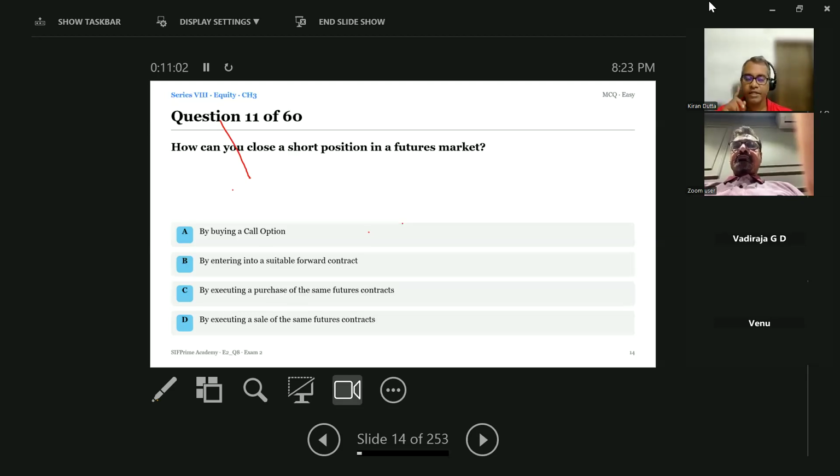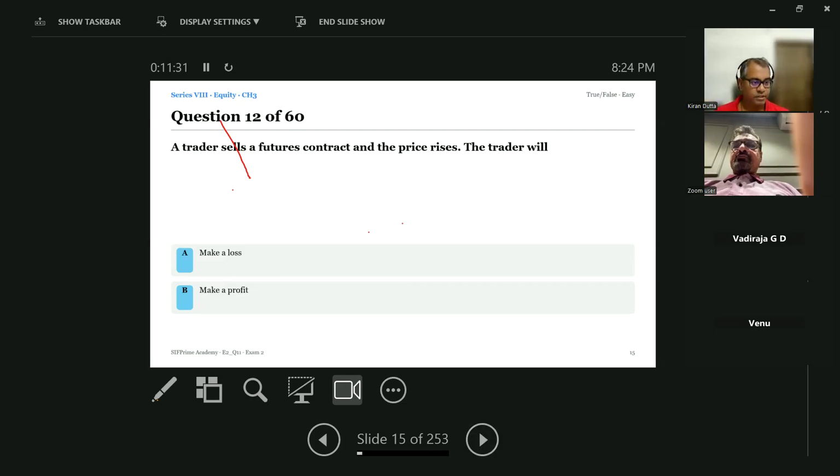Now clear. A is hedging. B is super nonsense because we are talking futures and forwards, no relevance at all. D, he is saying to repeat again what has been done. So eliminate A, B, D. Answer is C. Clear. Even from the concept perspective. Got it, guys? How to do that even if you don't know. Perfect. Let's quickly move on. It's a lot to do. Trader sells futures contract and the prices rise. The trader will.